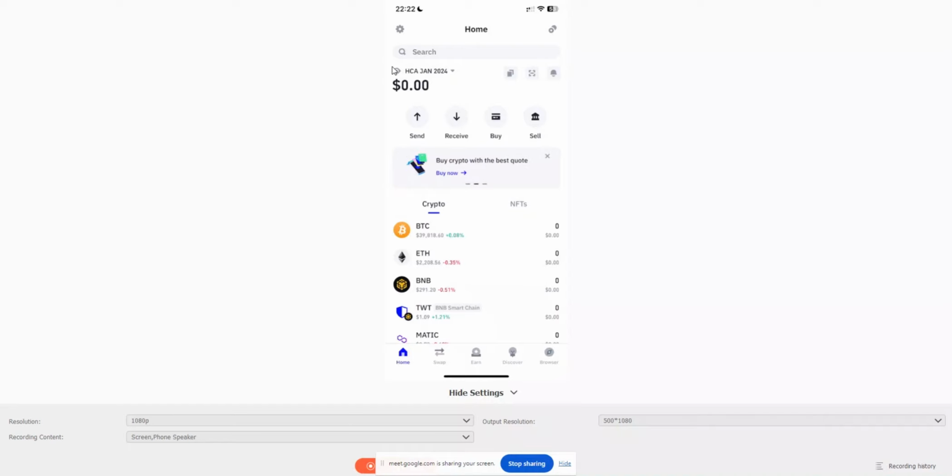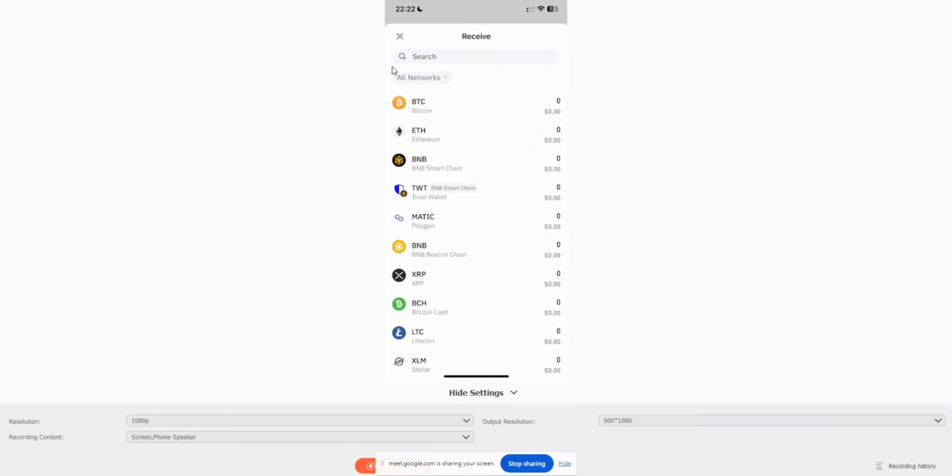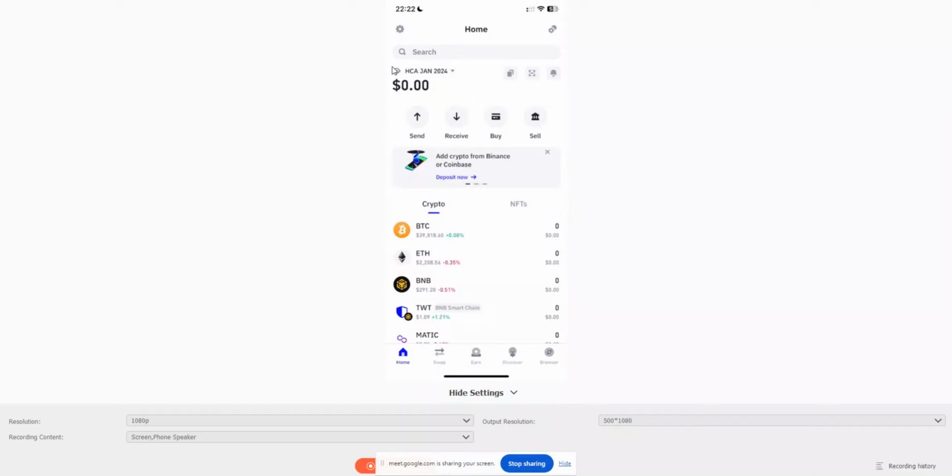Now, if I want to receive any funds, all that I need to do is to click on receive, and I can choose any asset that I want.